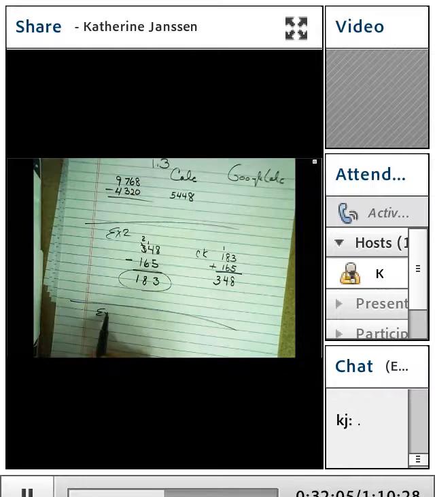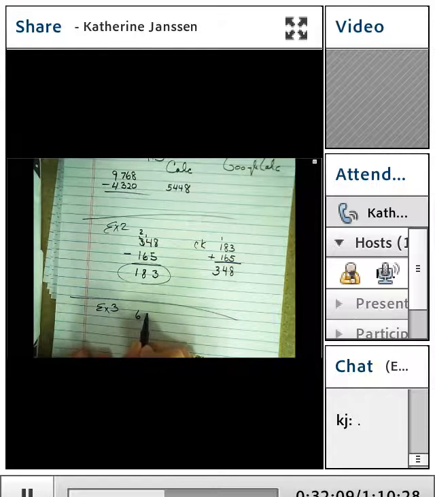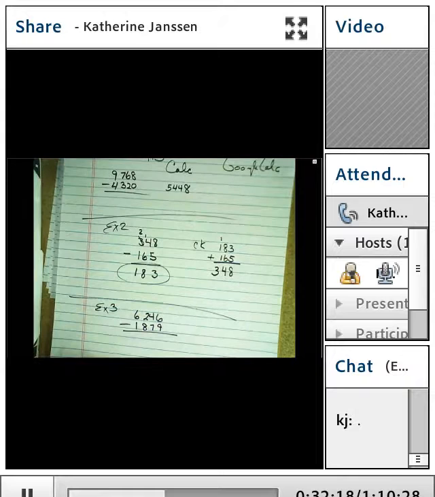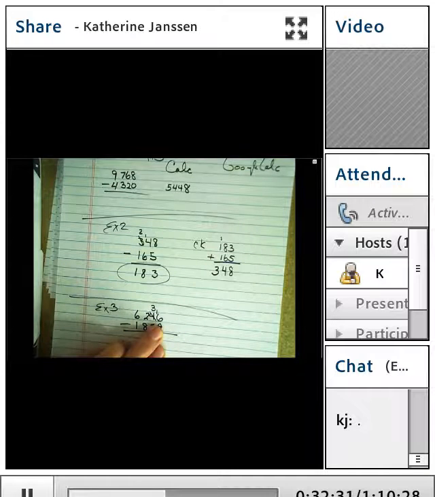Example 3 on page 16. We have 6,246 and we're supposed to subtract from it 1,879. Longhand, I'm unable to subtract 9 from 6, so I borrow from the next placeholder, reduce that by 1 to 3, and I'll add 10 to 6 and get 16. 16 subtract 9 would be 7.